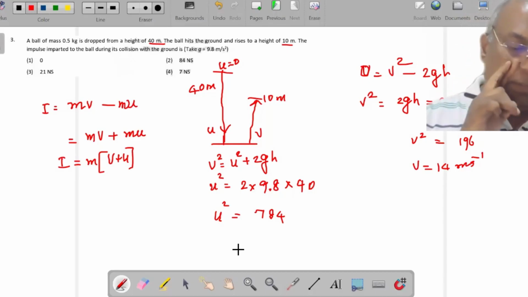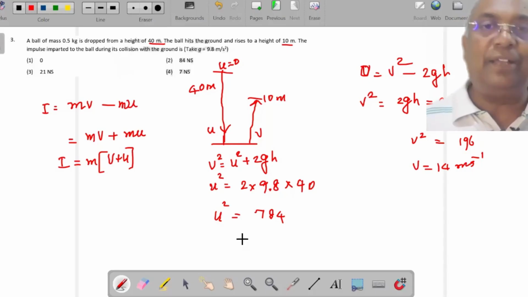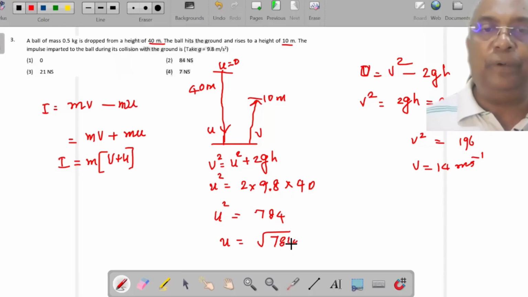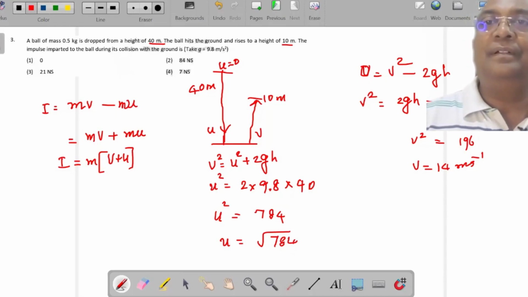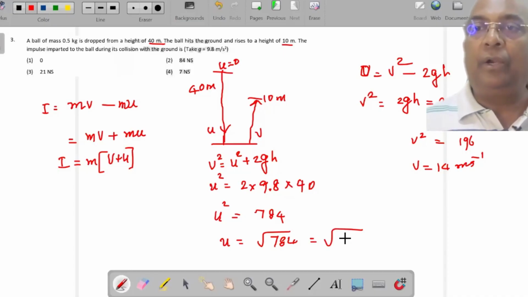Similarly, here it is the root of this term. Taking the root of 784, what would it be? 784 is 4 into 196, so taking the root, 2 into 14, which is 28.